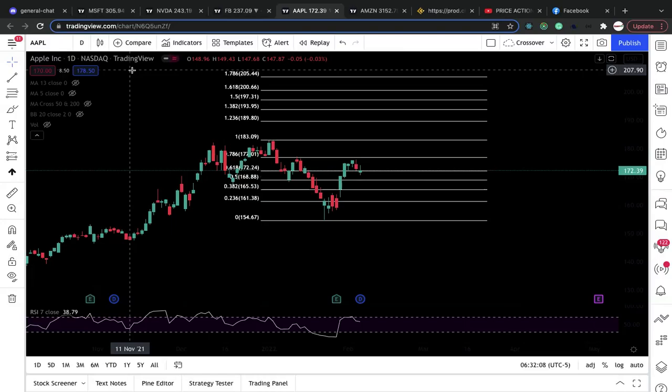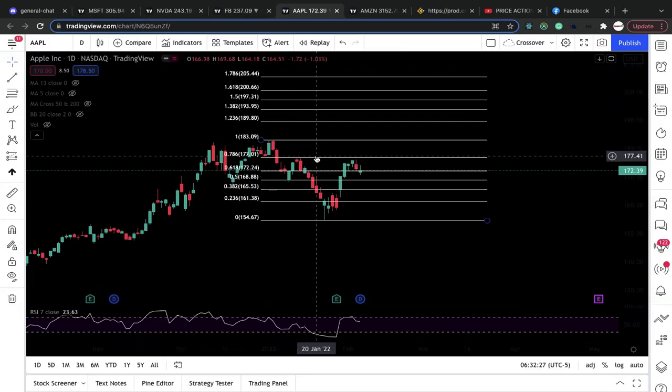So here you are seeing a daily chart of Apple. Definitely going to cover Apple because to me, Apple is a market moving stock. It's pretty heavy in the SPY and other indices. So when this stock goes down, it's going to definitely affect the indices. If it goes up, it'll definitely affect the indices.